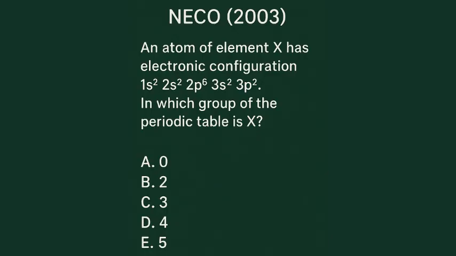Let's tackle one more, this time from a NECO paper. We get an electron configuration and we're asked to find the group. Take a look and see if you can figure it out before we solve it together.